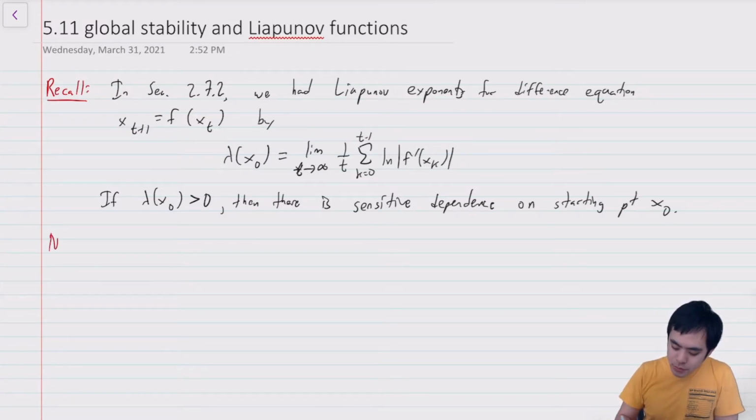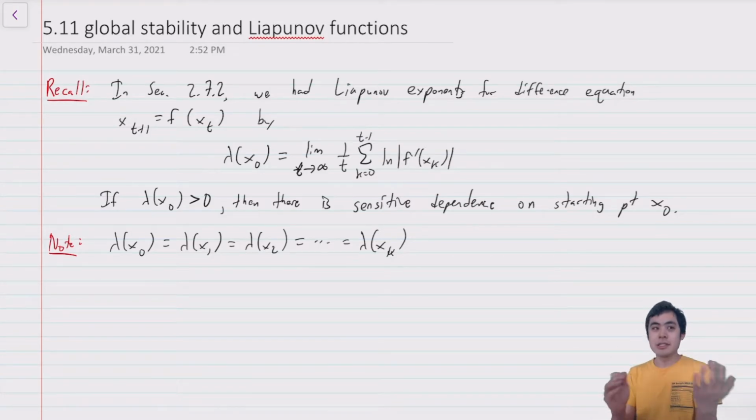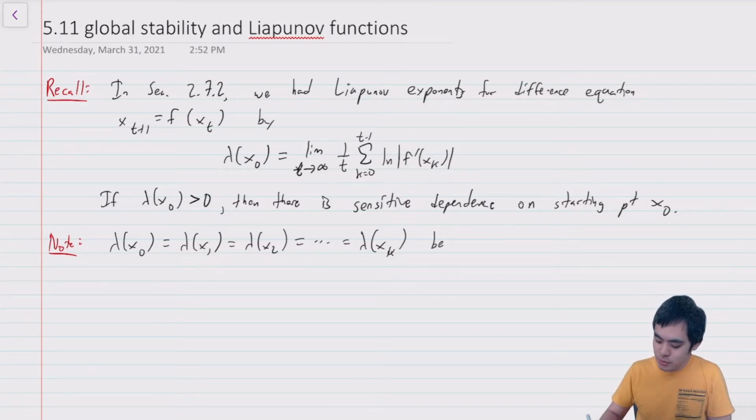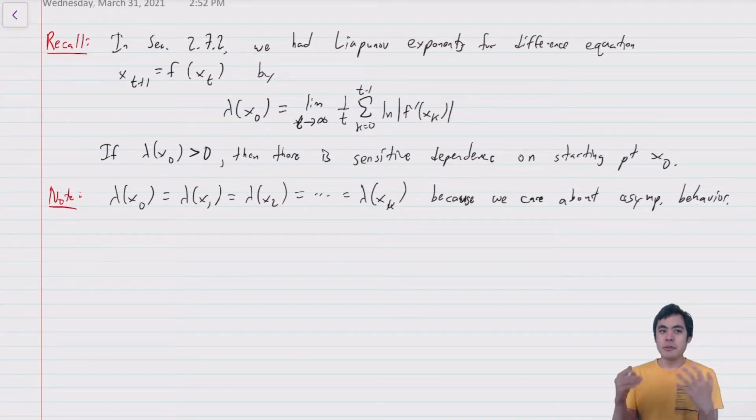One of the important things about Lyapunov exponents is that lambda of x_0 is equal to lambda of x_1 is equal to lambda of x_2, and so on. And this is, of course, because you're taking a limit as time goes to infinity, and so some finite number of points early on doesn't change your Lyapunov exponent. This is because we cared about asymptotic behavior. So can we do something similar with differential equations?